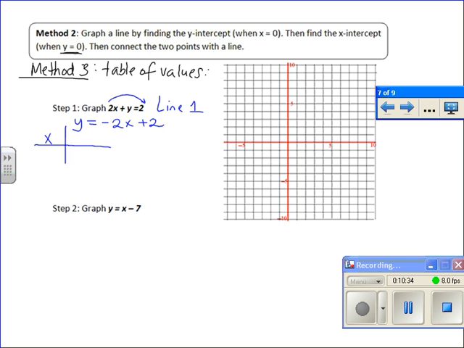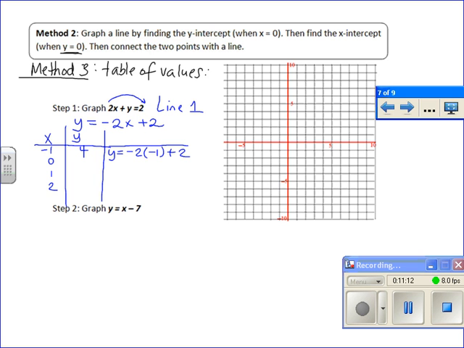So x and y. And I'm just going to choose some values for x. Remember how we do a table of values. So we might go negative 1, 0, 1, and 2. And then you're simply going to plug in x equals negative 1 into your equation and solve for y. So for the first one, if x equals negative 1, we'll put in a negative 1 for x and leave the rest of the equation as it is and solve for y. So we would get negative 2 times negative 1, which is positive 2, plus 2, which is 4.